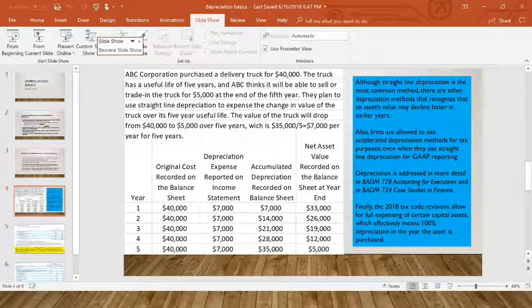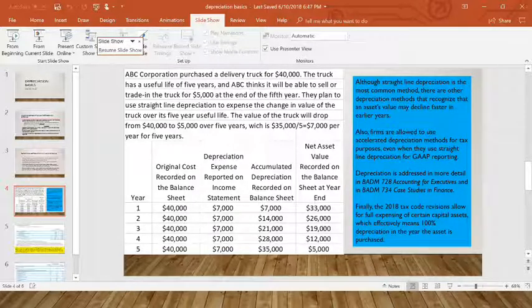Straight line depreciation is the most common, where a company takes the purchase price, subtracts the anticipated salvage value, and then that decline in value over a period of time, they just allocate an equal amount of the expense per year. So that's the most common method for financial reporting.